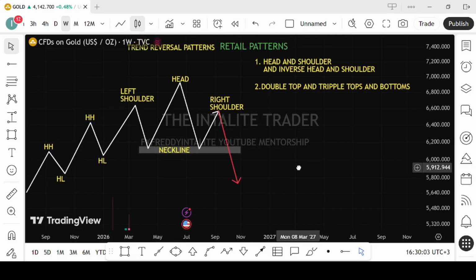Call it a what? A neckline. A neckline. Now, there is another tool that we use to measure this as a beginner trader.